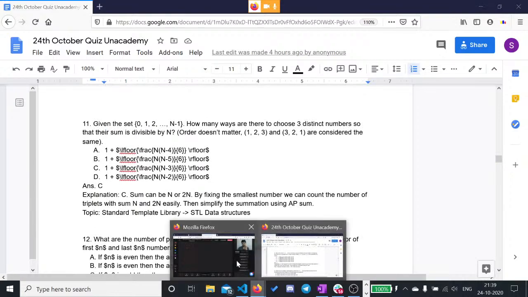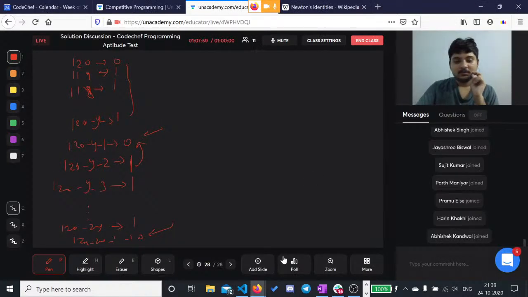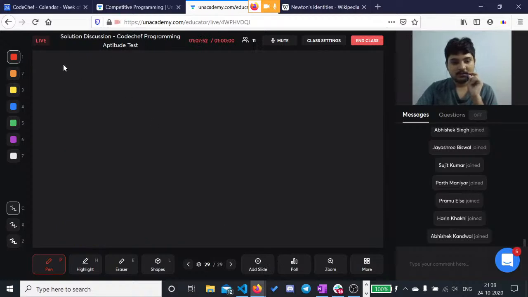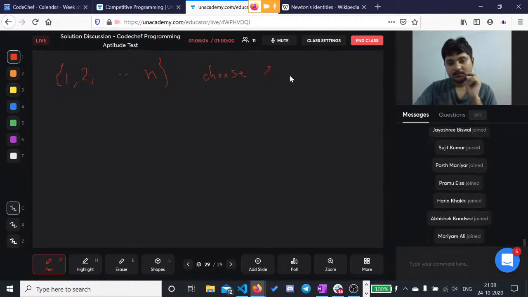Okay, so the next question is, given the set 1, 2 through n, how many ways are there to choose 3 different numbers? Let me highlight different. How many ways are there to choose 3 different numbers such that their sum is divisible by n?